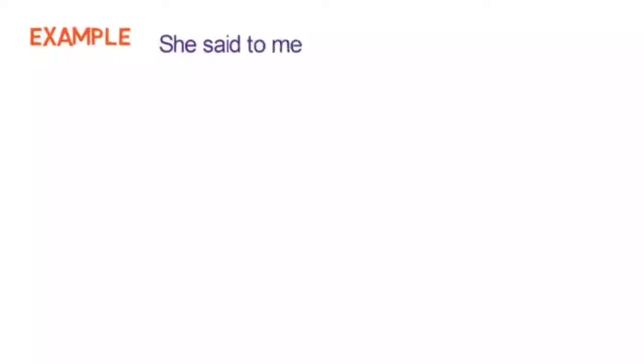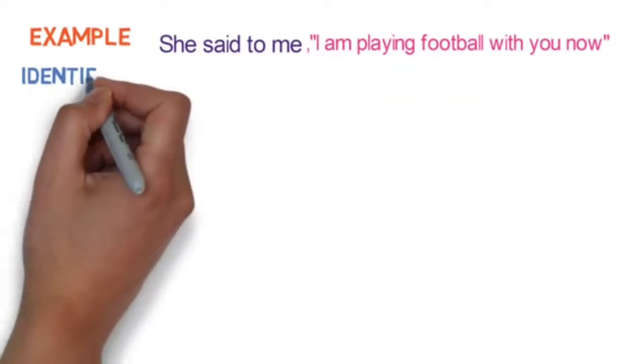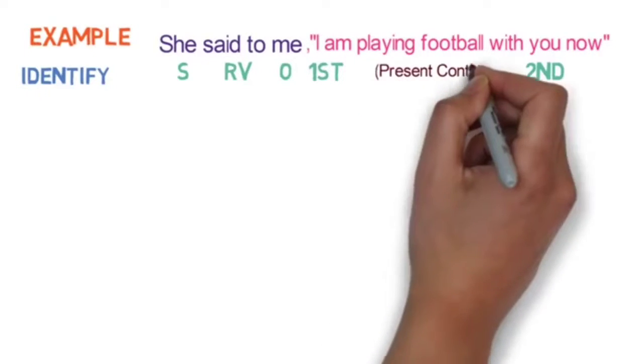Example, she said to me, I am playing football with you now, is in the direct speech. Let's convert it into indirect speech now. First step is of identification. She is the subject here, me is the object here, and said to is the reporting verb. In the reported speech, I is the first person here and you is the second person here. And said to is in the past form, and we need to see the tense of the reported speech. Currently, the tense is present continuous tense.